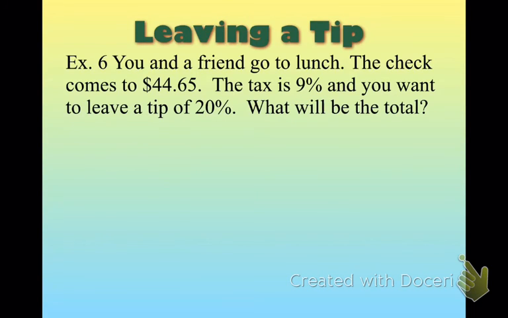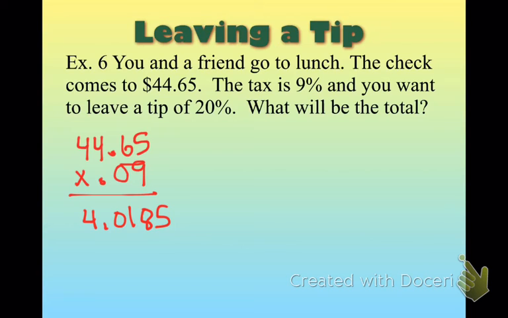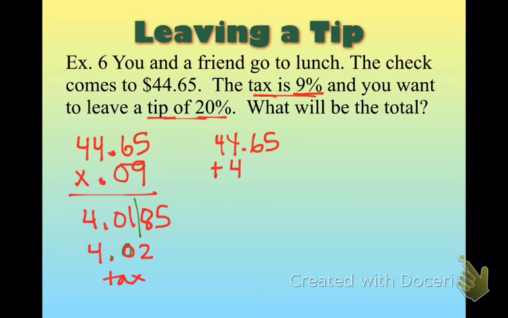Oops, let's try that again. Here we go. That's going to end up being $4.02 because we're rounding. So this is going to be my tax because it's 9%. Now we need to leave the tip of 20%. So we want to make sure we're adding that back in and figuring it out. So I'm going to take my amount of 44.65 and add in my tax. That's going to be $48.67.